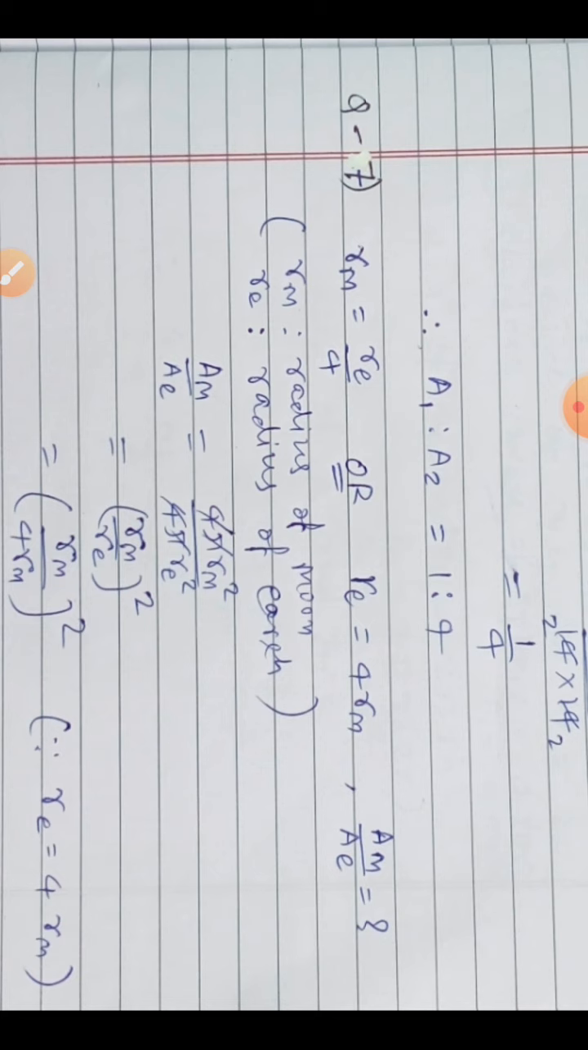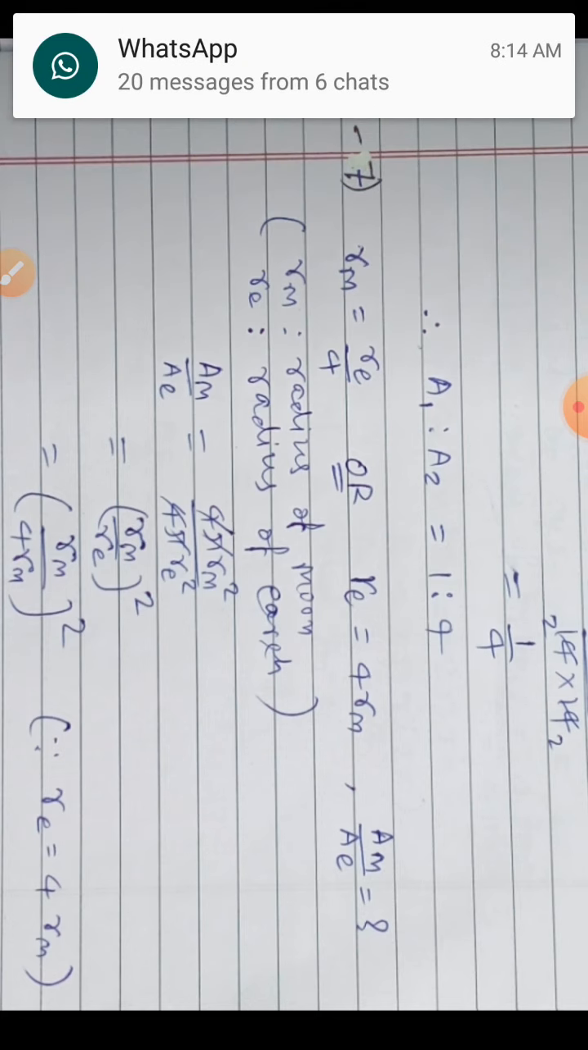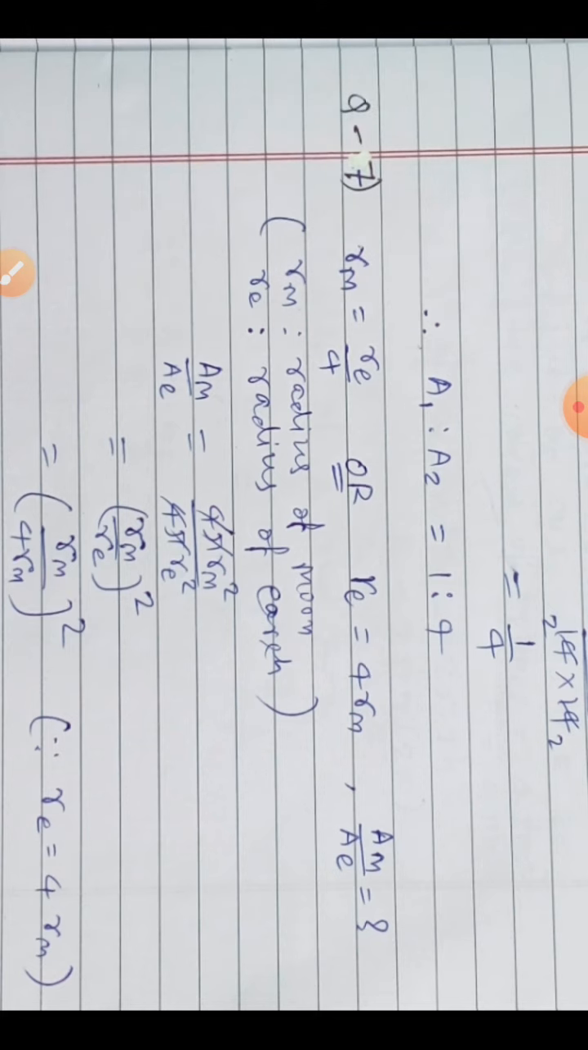Because 4 is shifted to the left side, it is multiplied with Rm. So I can say the radius of moon is 4th part of the radius of earth. Otherwise I can say it the opposite way also: radius of earth is 4 times the radius of moon. Both are equal only.